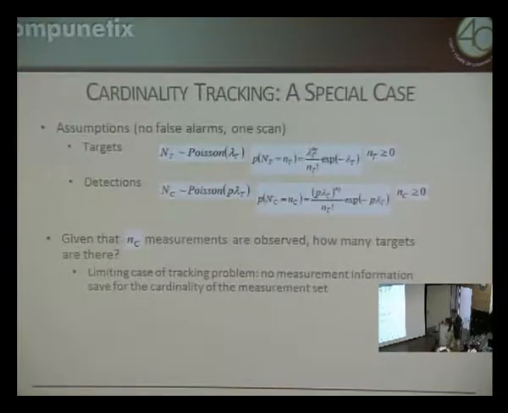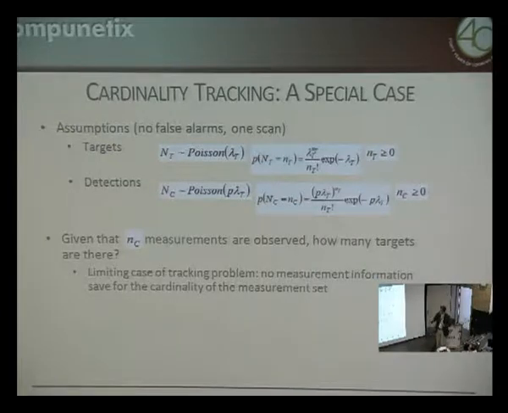Just a final note on cardinality tracking. I talked about this common filtering solution where we basically propagate means and variances. You could actually work out the full-blown posterior distribution. It looks very messy, but in the single scan case, it doesn't look messy. Let's just look at it in the case in which there are no false alarms. So this is sort of the simplest situation.